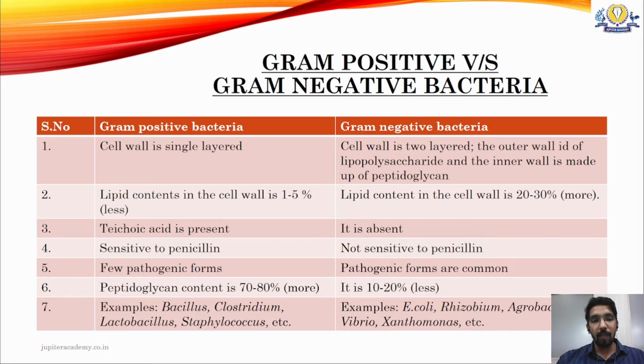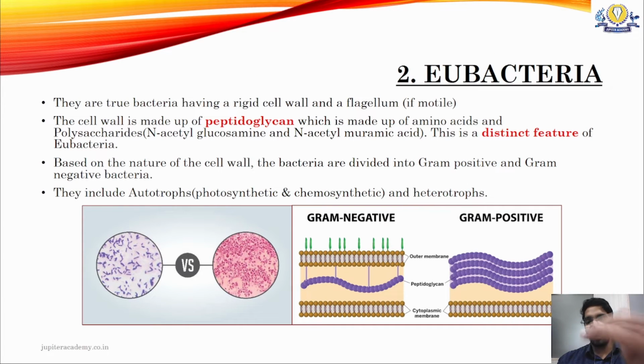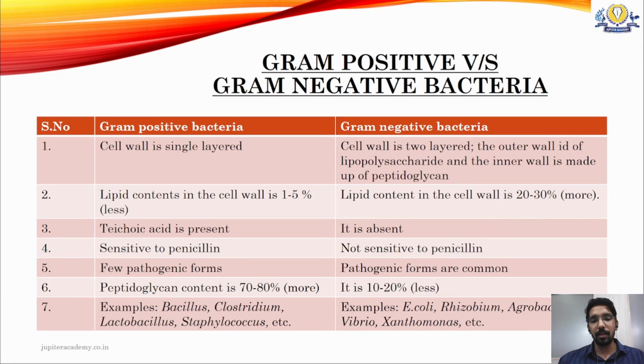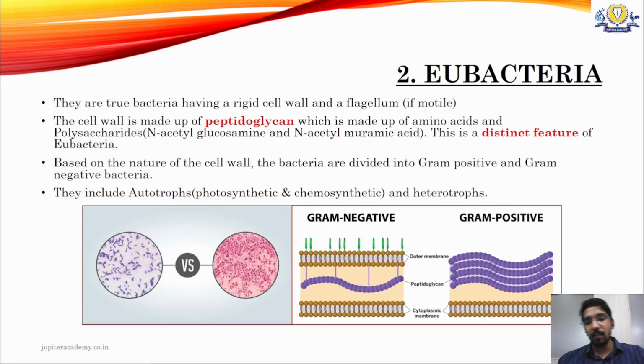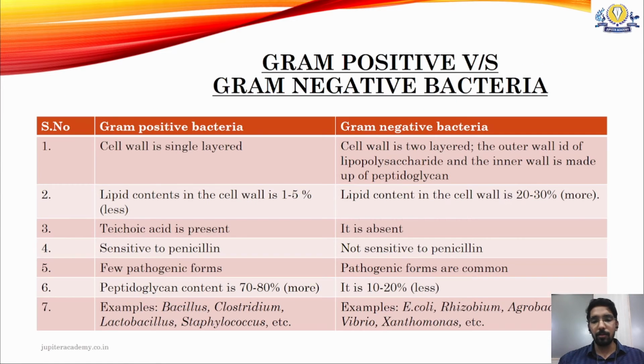In gram-positive bacteria, few of them are pathogenic forms and most of them are non-pathogenic forms, whereas in gram-negative bacteria most of them are pathogenic forms. Pathogenic forms are very common. In gram-positive bacteria, peptidoglycan content is more, 70 to 80%, because you have multiple layers of peptidoglycan, 4 to 8 layers, whereas in gram-negative bacteria we have only 1 or 2 layers of peptidoglycan. That is why the peptidoglycan content is less.